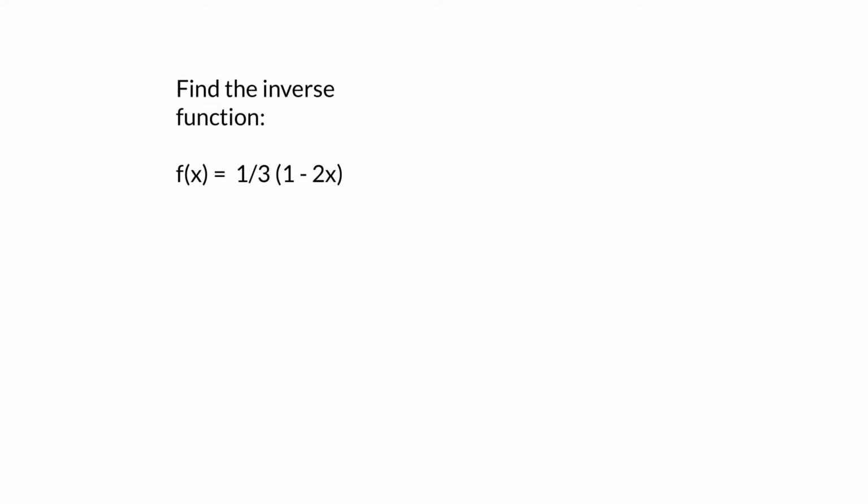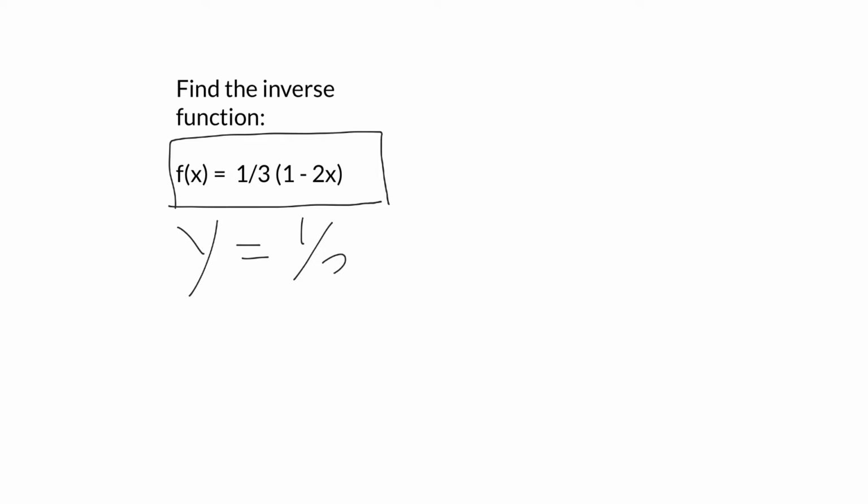Okay, today we're doing the inverse function for a linear function f of x equals 1/3 times (1 minus 2x). And the first thing that we're going to do is rewrite this as y equals 1/3 (1 minus 2x).